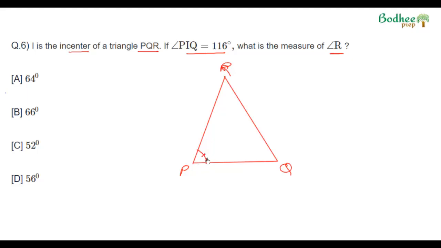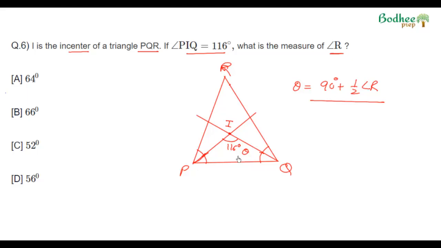So if this is the angle, if I draw an angle bisector like this, similarly for this angle, if I draw the angle bisector like this, then this point of intersection is the incenter. Here it is I, and this angle given to us is 116 degree. We know that if this angle is say theta and this angle is R, then there is a relationship between theta and angle R, and that relationship is that this angle theta is equal to 90 degree plus half the angle R.